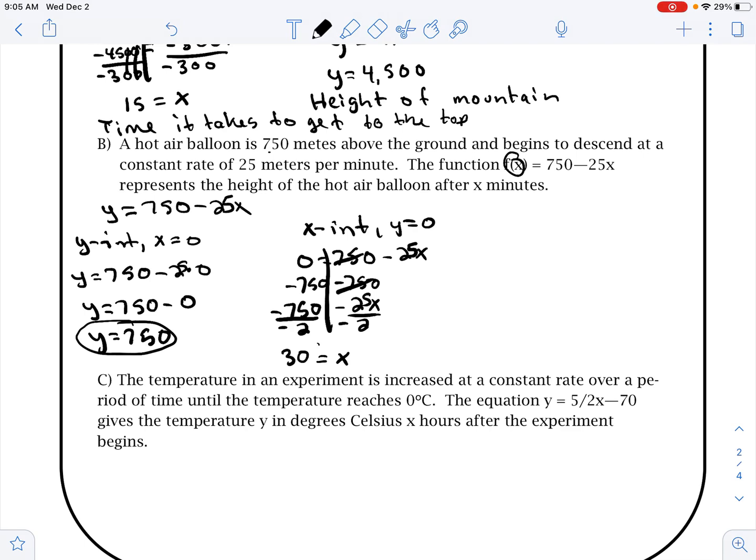So again, this tells me the descent time. How long, again in minutes, for the balloon to go down.